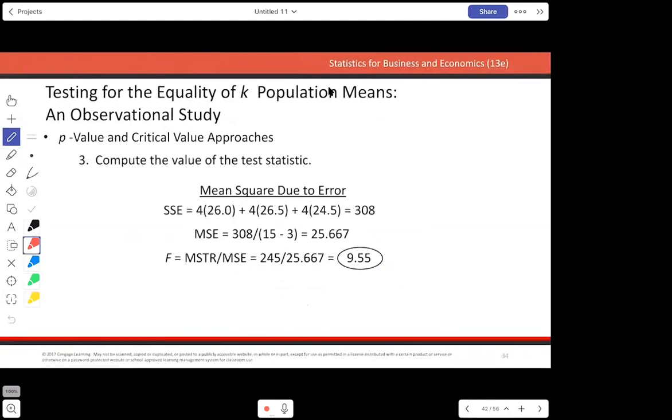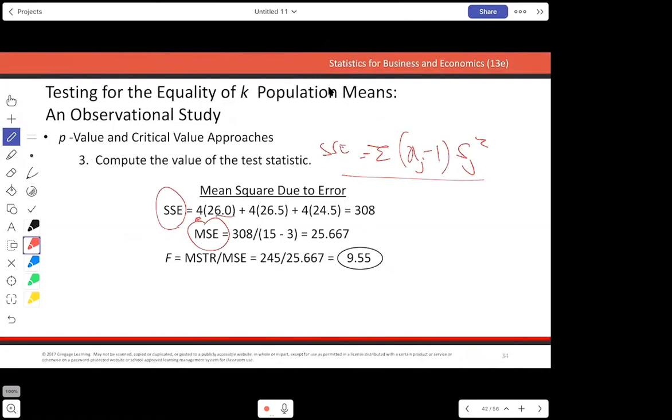Now we repeat the process, though it's different actually, to get SSE and MSE. To get SSE, remember our formula says SSE is equal to the sum of nj minus 1 times sj squared. So for the first column, nj is 5, 5 minus 1 gives us 4. The sj squared is 26.